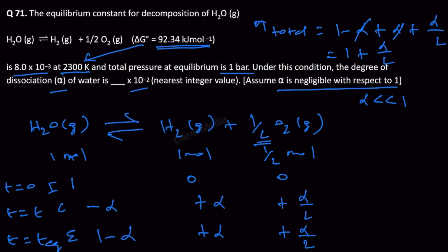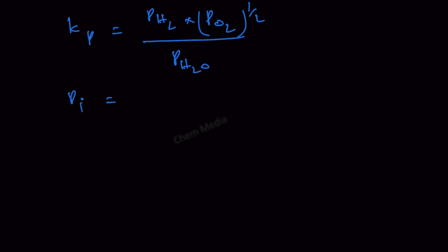Now we know that Kp is equal to partial pressure of H2 times partial pressure of O2 to the whole power 1 by 2, divided by partial pressure of water. Everything is in the gas phase, that's why I am taking it as Kp. Now we have to find out the partial pressure of everything. Partial pressure of a single entity is equal to mole fraction times total pressure. Total pressure is given as 1 bar here. So we are just going to multiply with 1.